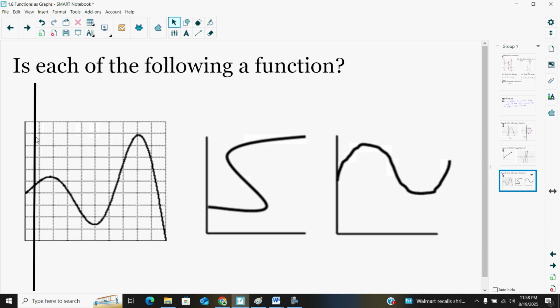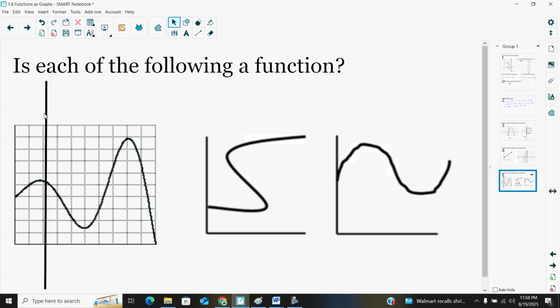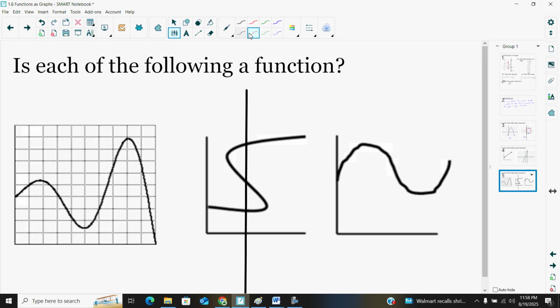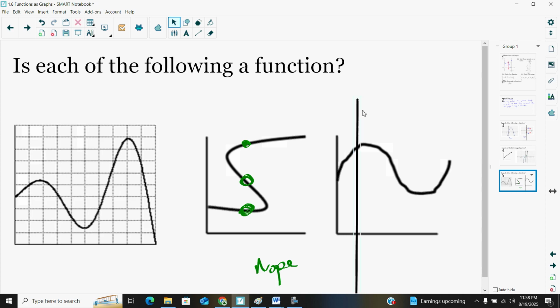This one over here, no matter where I put that vertical line, I won't find any point where I cross through the graph more than once. Yes, this one is a function. This one, if I put that vertical line right there, notice I cross through the graph here, here, and here. Not a function. This last one, no matter where I put that vertical line, we only cross the graph once. This is a function. So these outside ones are functions, the middle one is not.